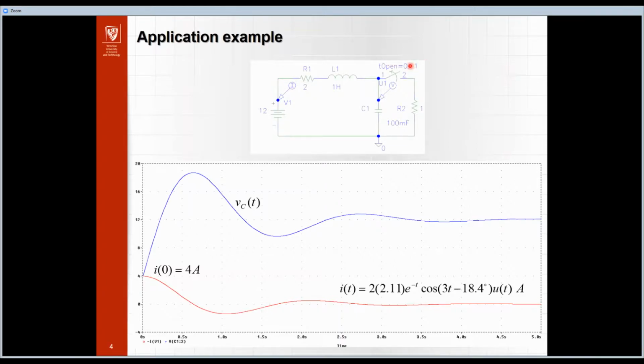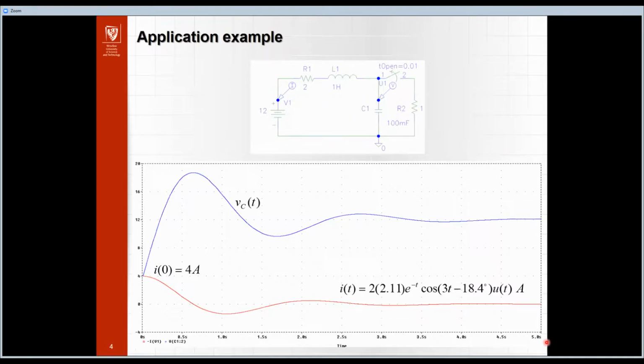It is not important. If I could, I would put 0 here, but it is impossible in this program. Okay, and here I draw the voltage across the capacitor and the current. So the current starts at 4, and also the voltage starts at 4 volts, and the current goes to 0 after, for example, 5 seconds.